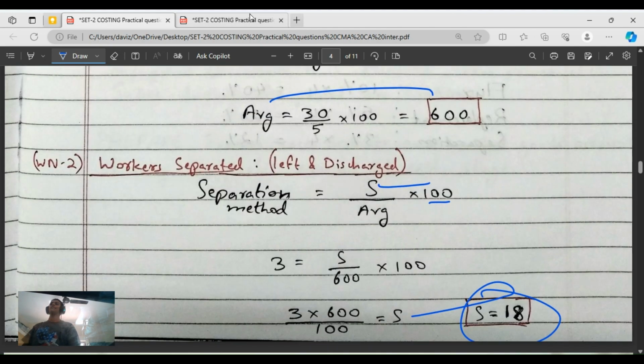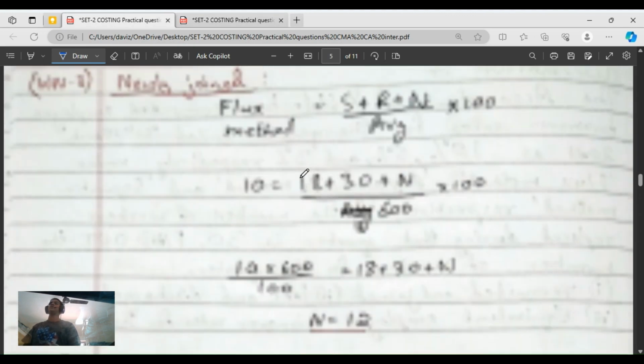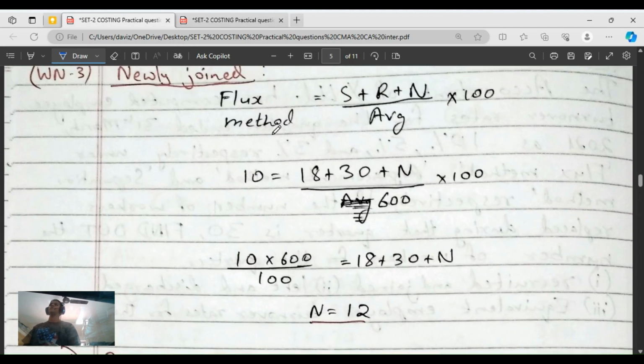Now the question says number of workers newly joined. We have to find number of workers newly joined. By flux method, we have already found number of workers separated and replaced. Now substituting in the formula, we can find the newly joined. That is 12.